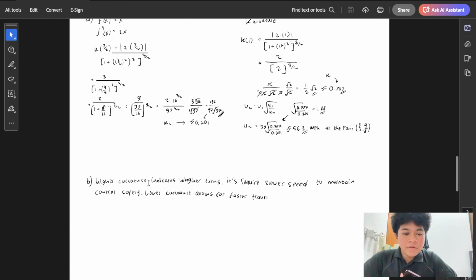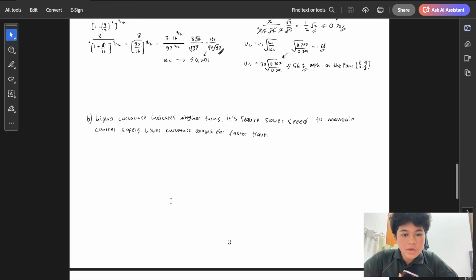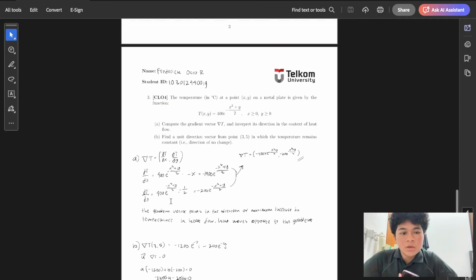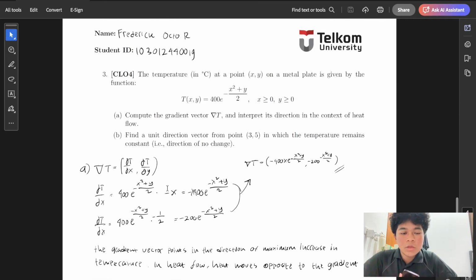So higher curvature indicates sharper turns. It requires slower speed to maintain control safely. Lower curvature allows for faster travel. So we have moved to the third problem.